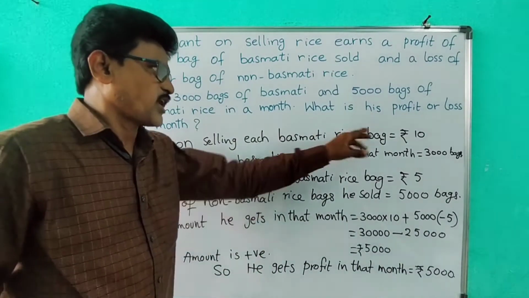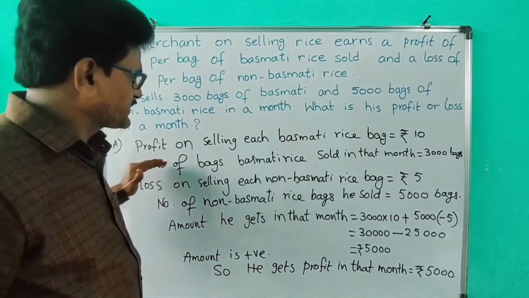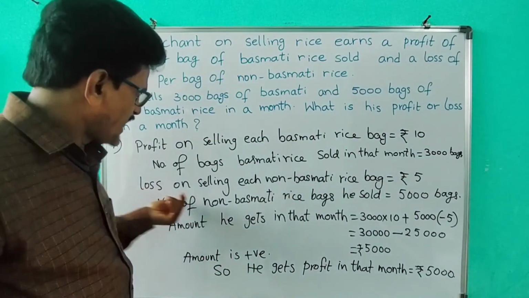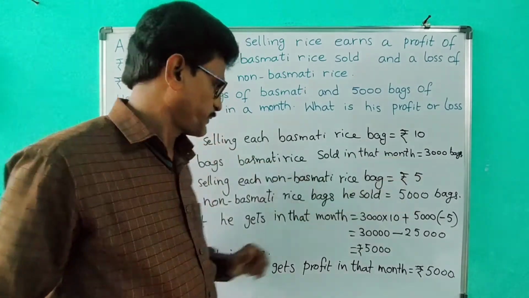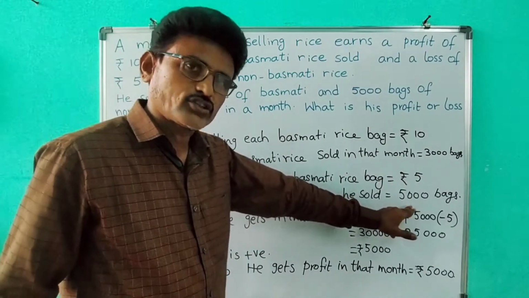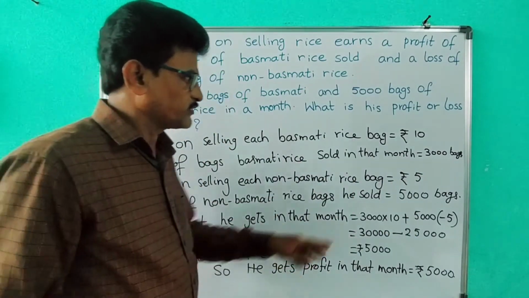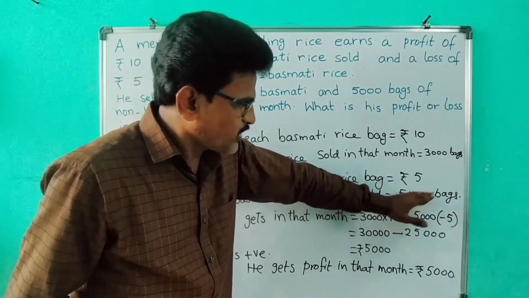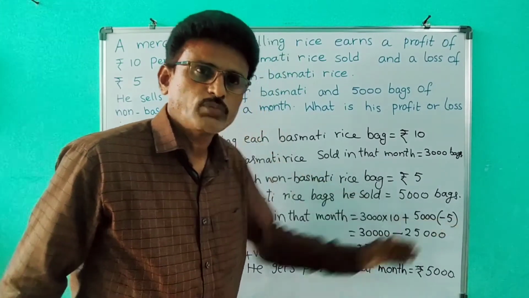Profit on selling each basmati rice is 10 rupees. Like that he sold totally 3000 bags. Okay, this is the profit amount. Loss on selling each non-basmati rice is 5 rupees. In that way he sold 5000 bags. So total calculation, 3000 into 10, that is a positive value. 5000 into 5, it is a negative value, means loss.